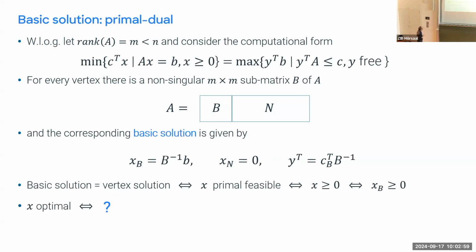But of course, from this basis matrix, you can also derive a dual solution, which looks like this. So you can simply ignore the set of the non-basic variables and try to find a y such that y transpose A equals the objective function on these subcolumns. And then you get a dual solution. Yeah? And well, optimality means now what?